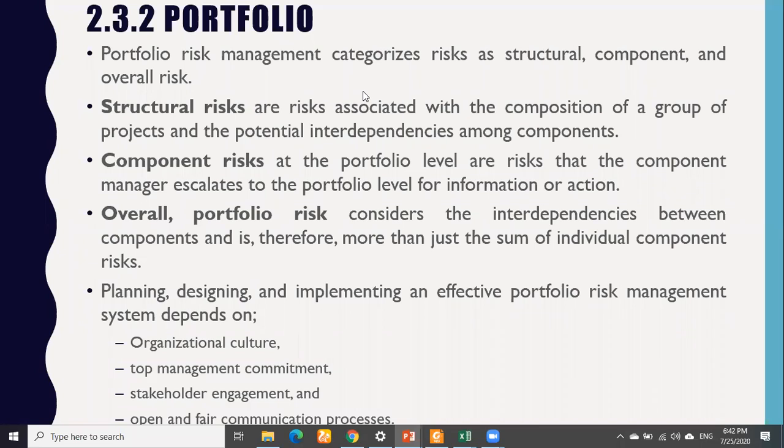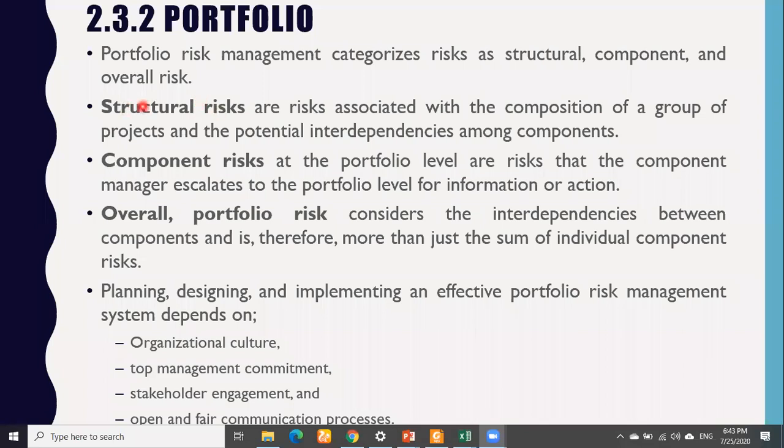So whenever we refer to portfolio risk management, we are trying to understand that this risk is assessed, managed, or tackled at the structural level of the portfolio, then at the components, meaning what is included in that component, and overall risk, which covers all the risk that escalates in the form of programs or projects as well.